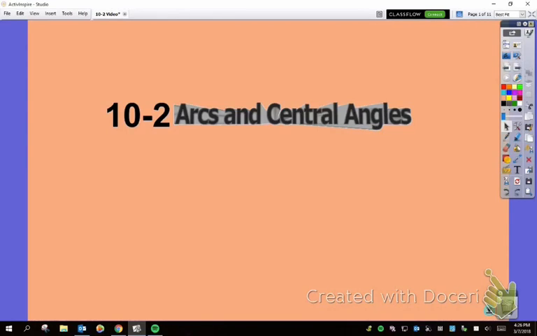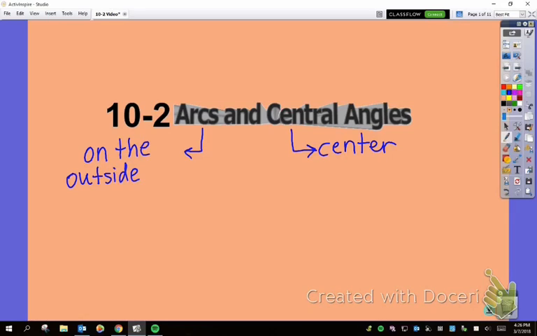So when we think of this word central, then most of us go to the word center. Okay, so when we have central angles, they are going to be at the center. Now the other thing we've got is arcs, and arcs are going to be on the circle, or on the outside edge of the circle. And we're going to see the relationship between the arc and the central angle in just a minute.